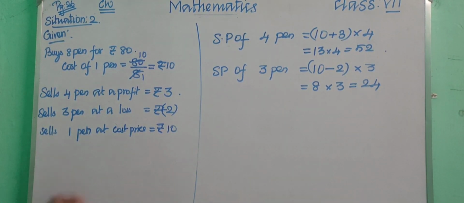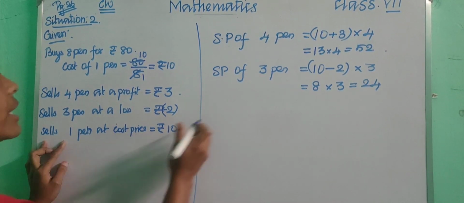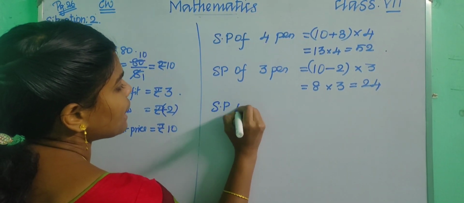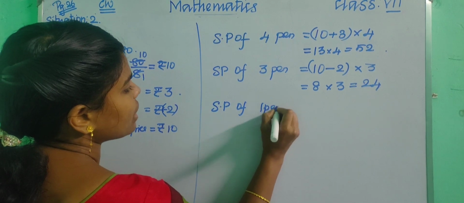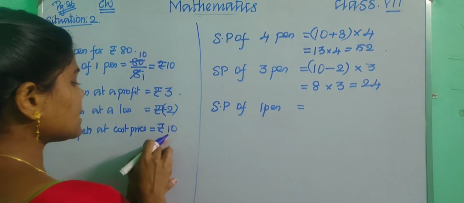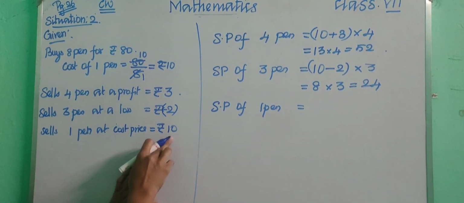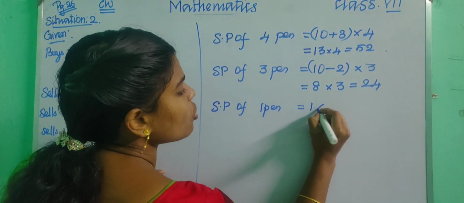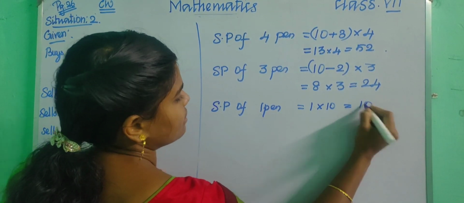Okay, children. So let us find the selling price of the last 1 pen. What is the selling price? It is the cost price, right? So that is only 1 pen. So 1 into 10, that is 10.